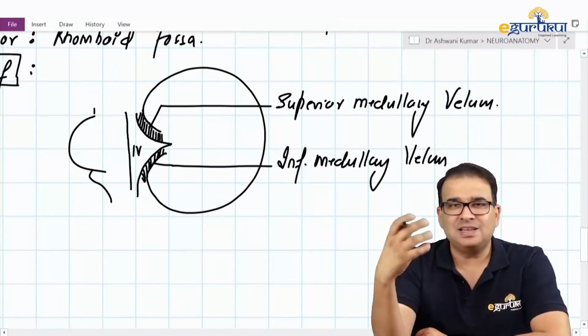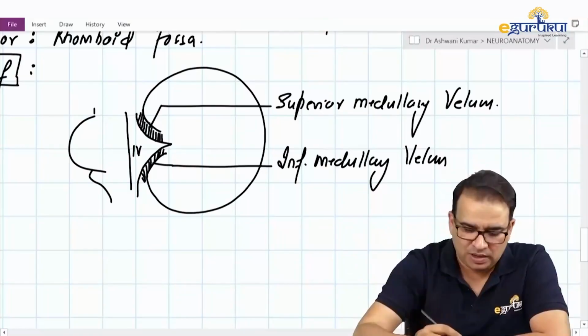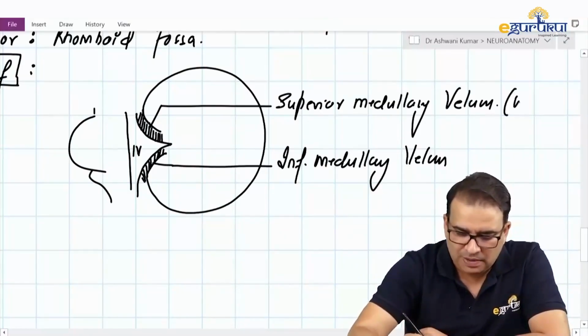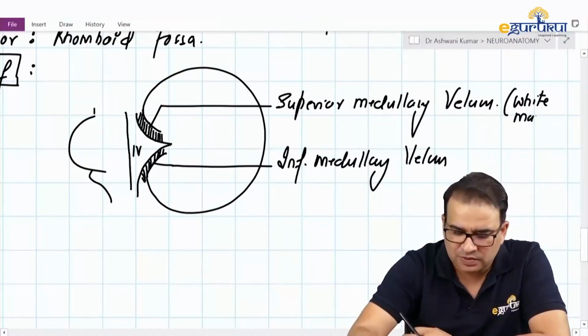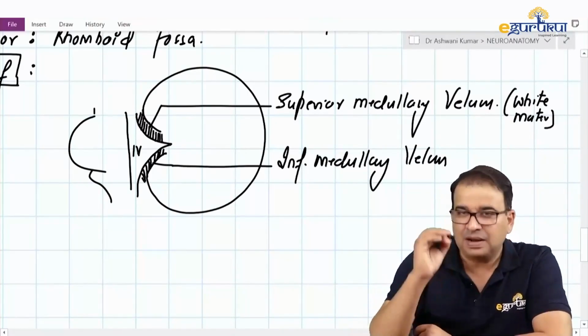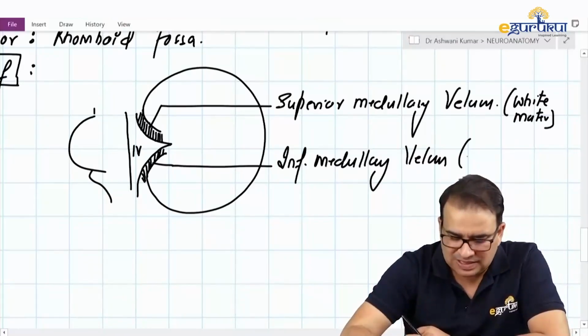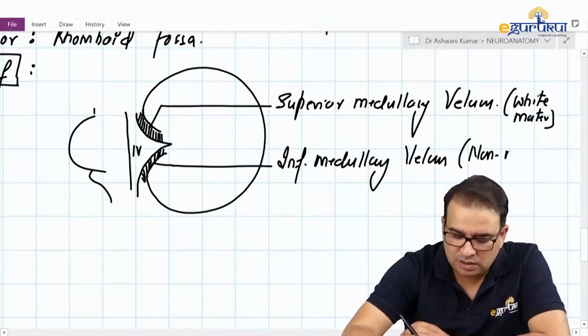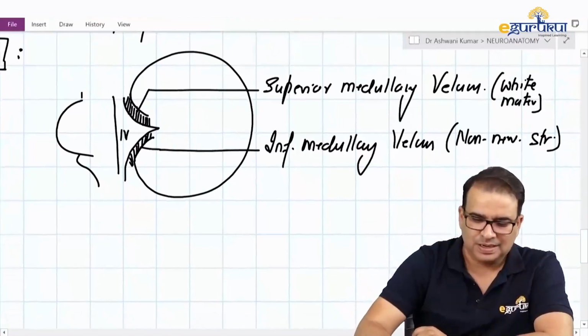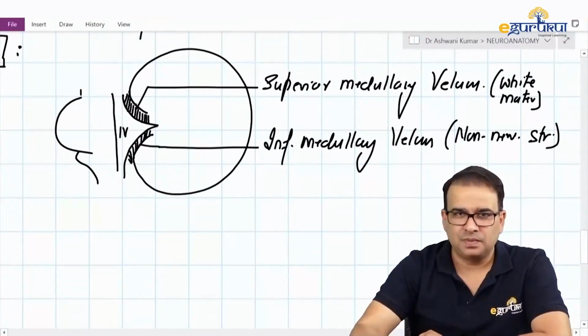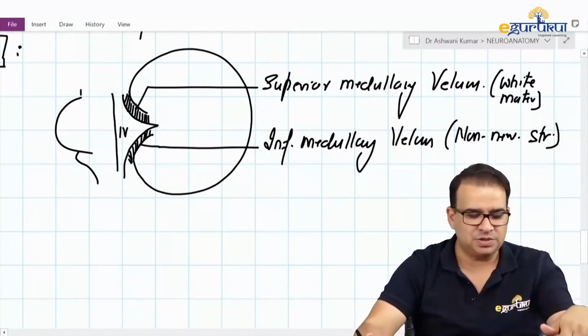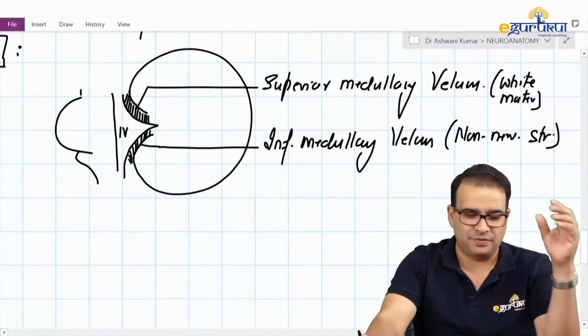Superior medullary velum is a nervous structure. It is made up of white matter only, so basically we have axons there. It's a nervous structure. But the inferior medullary velum has an extension of pia mater present, so it is a non-nervous structure. Superior medullary velum is a nervous structure and inferior medullary velum is a non-nervous structure.